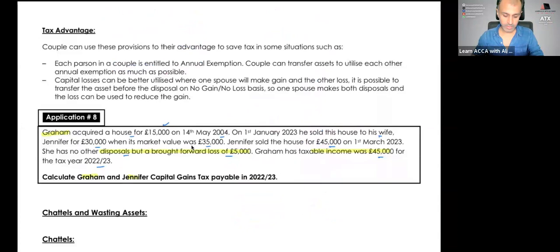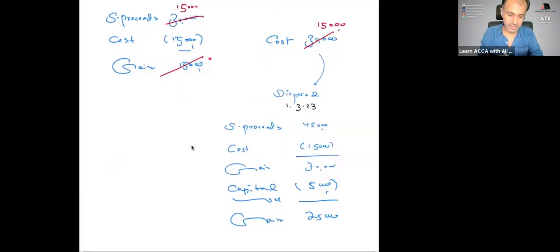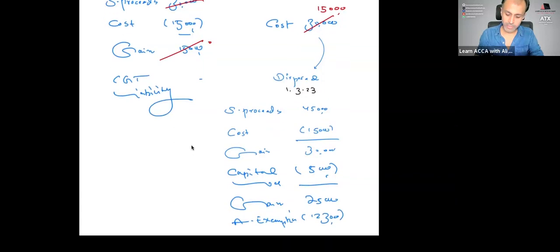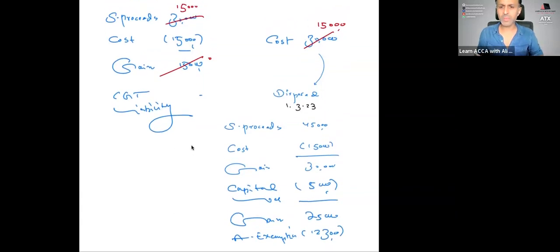This is what they had been wanting us to calculate: the Graham and Jennifer capital gains tax payable. So obviously for this side, the CGT liability will be 0, as no gains have been assessed on his side. For this side, we can work out the gain by deducting the annual exemption, like we have always done, to make these gains taxable. Never mind, it's not a big deal. What the whole thing I had to explain, I have been able to at least convey.